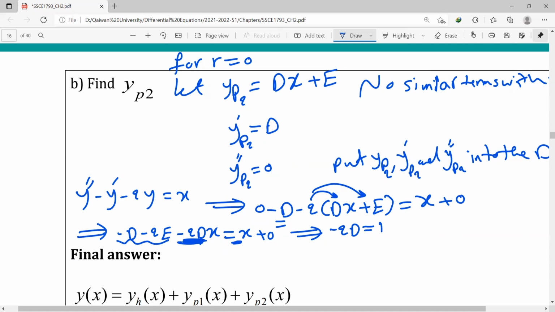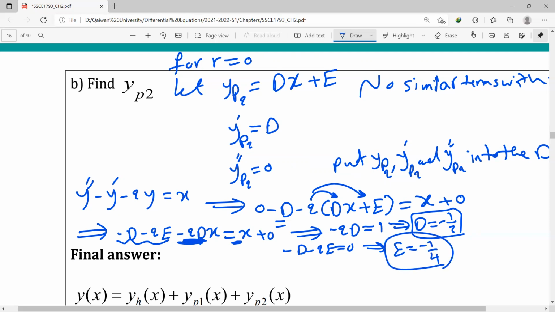minus d minus 2e equals 0, and from the first equation you say d equals minus a half. Putting this into the second equation, if d is minus a half and we return it to here, we get minus 1/4. e equals minus 1/4. Do it by yourself, okay? Try to find it by yourself. That's minus 1/4.